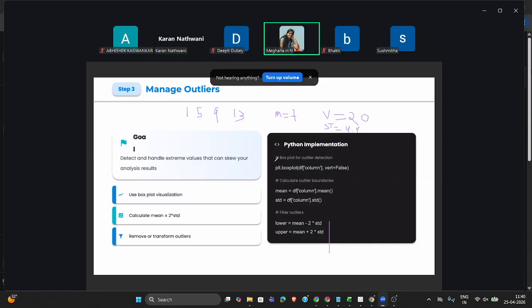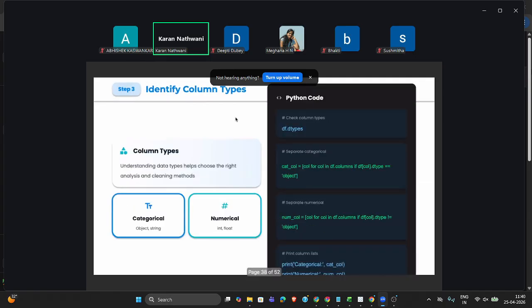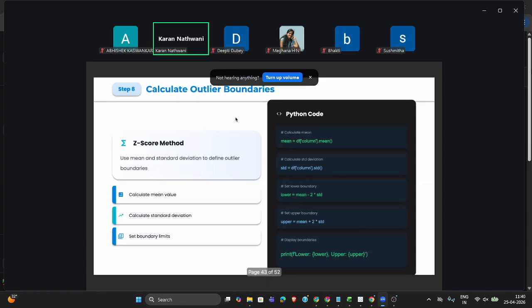Actually, our data is in between 1 and 13, right? So this data is lying between this range. So no outlier found, correct? Good. So I was trying to say the same thing. How to detect the outlier?